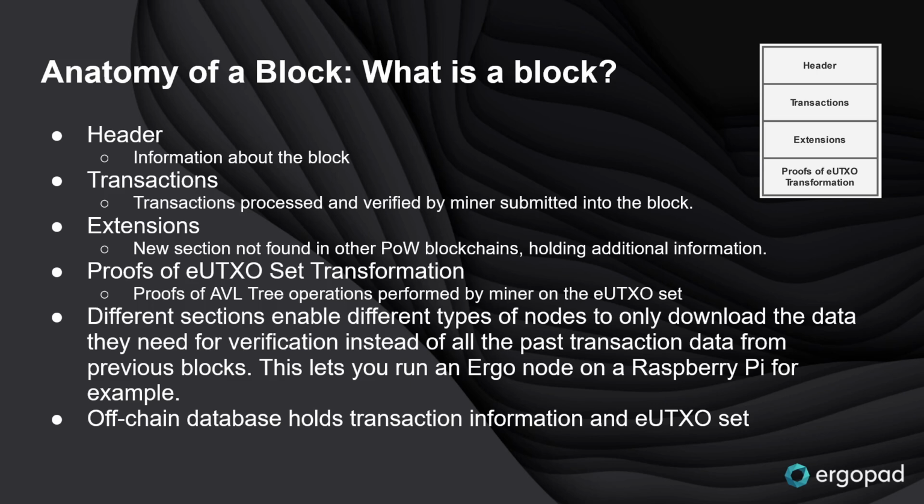And the different sections enable different types of nodes to only download the data they need for verification, instead of having to download all of the past transaction data from previous blocks. So this lets you run an Ergo node that doesn't mine on a Raspberry Pi, for example. A mining node would have to download everything currently, but if you're just running a node, you only need the header, the extensions, and the proof of UTXO transformation. And the offchain database holds transaction information and the UTXO set.